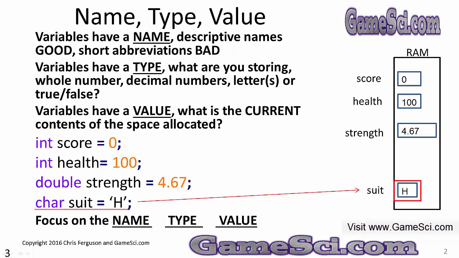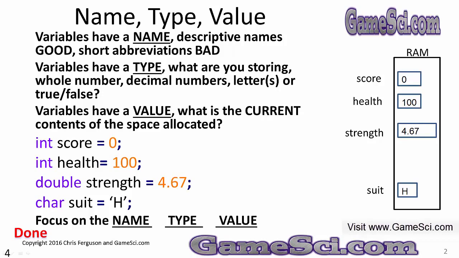And of course, the value is h, h being short for hearts. When you think about variables, you're going to have to focus on three things: the name of the variable, the type of the variable, and the value of the variable. In the case of int score equals 0, the name, of course, is score. How many points has the player acquired?